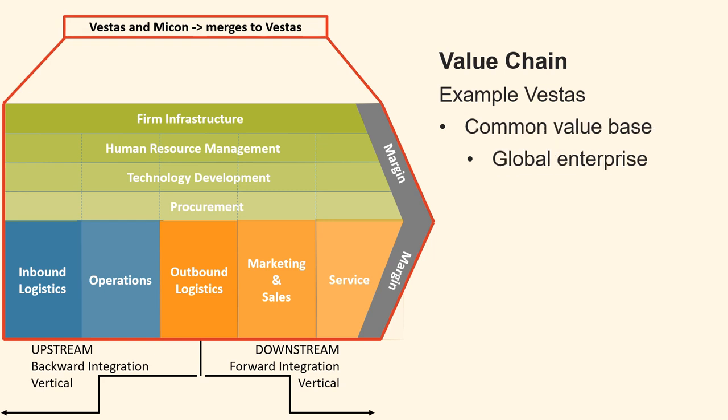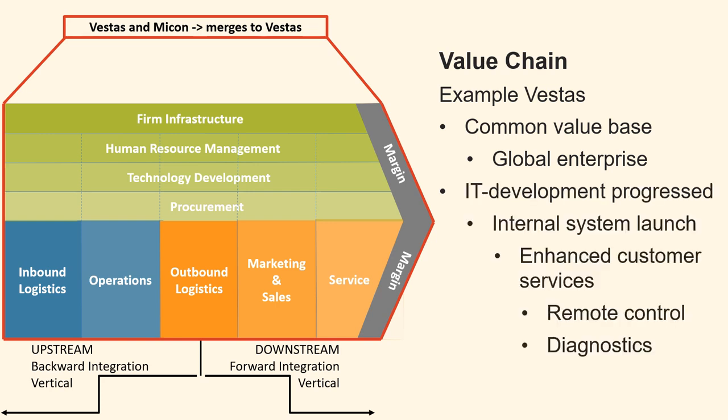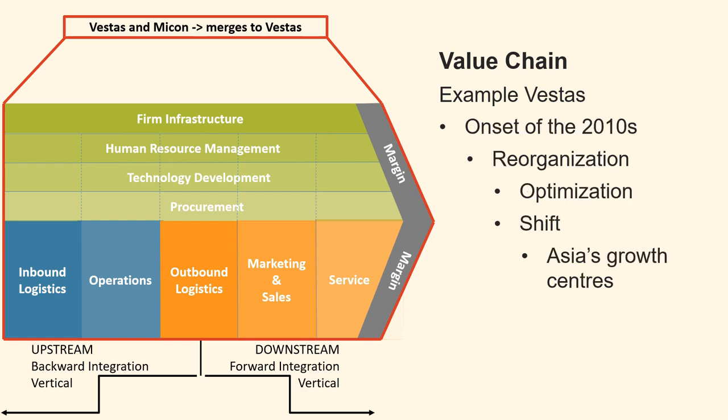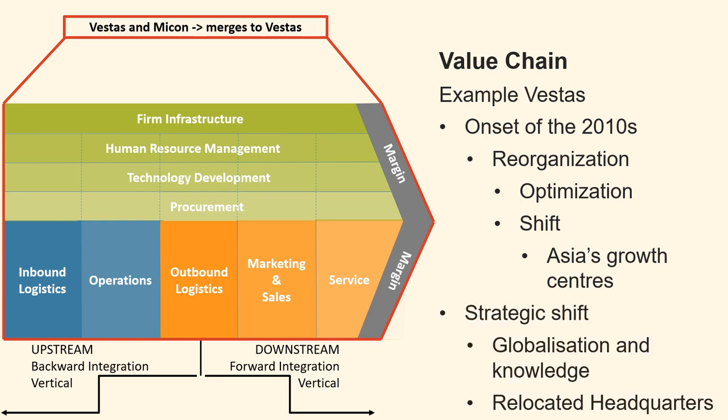Vestas restructured into divisions centered on individual business units, establishing a shared value foundation for the now global enterprise. Additionally, IT development progressed rapidly, marked by a comprehensive internal system launch and enhanced customer services, including remote control and diagnostics from the expansive computer network at the headquarters. The onset of the 2010s was marked by a reorganization that included outsourcing, optimization, and a shift towards Asia's new growth centers. In line with this strategic shift towards globalization and knowledge, Vestas relocated its headquarters to Aarhus, Denmark in 2011.